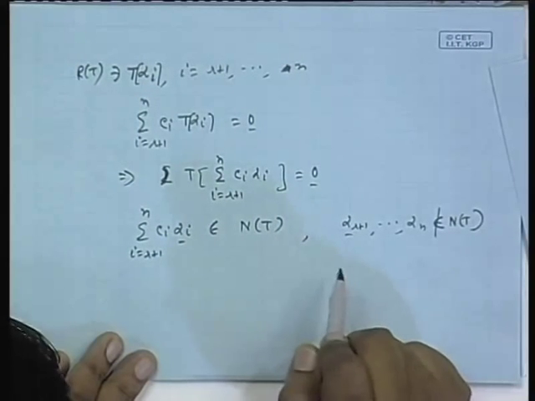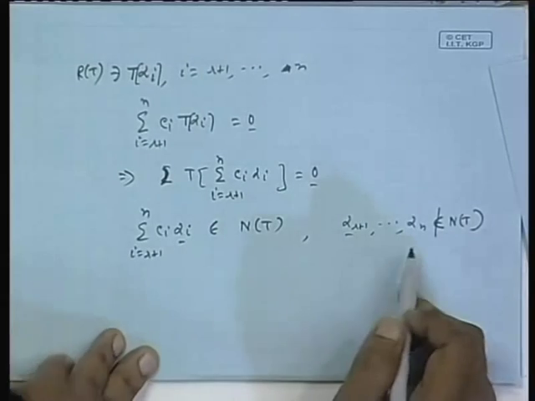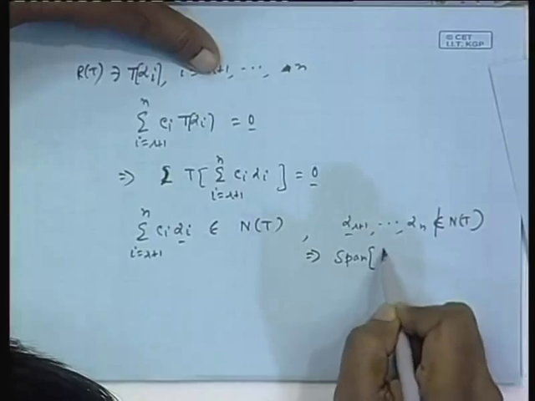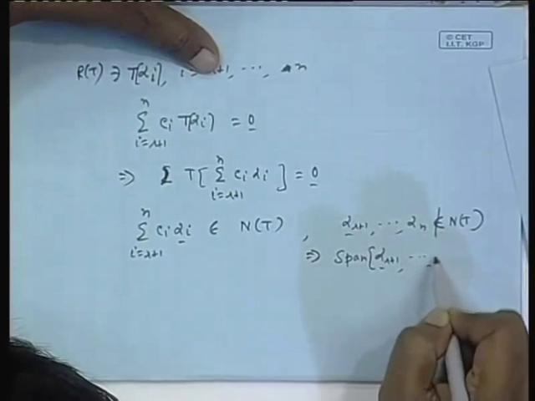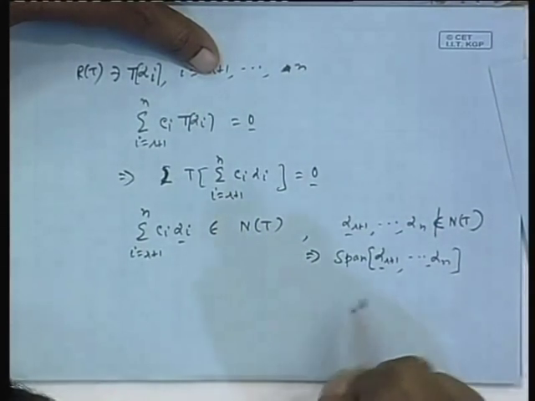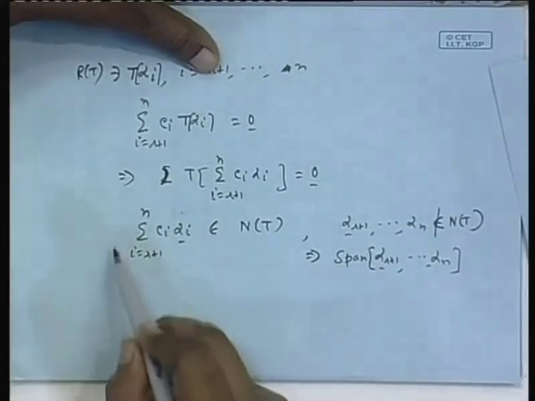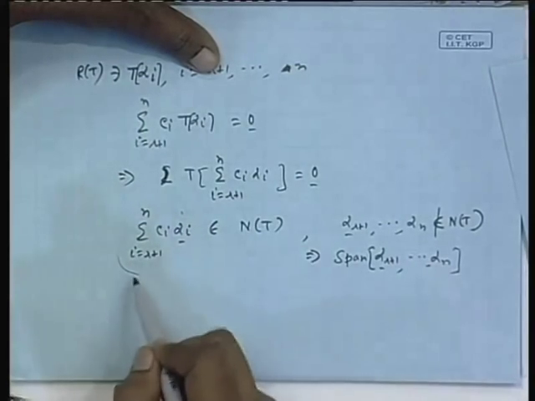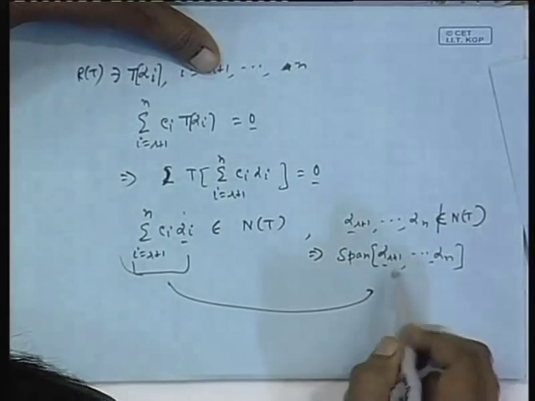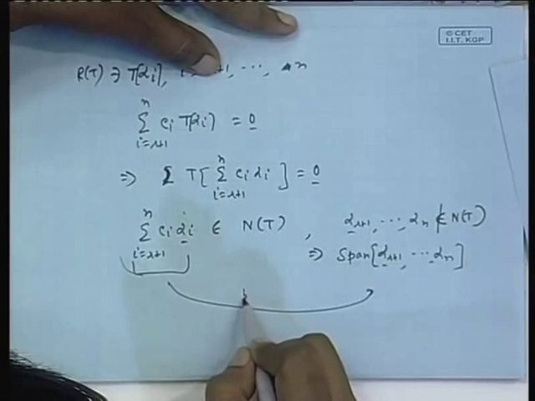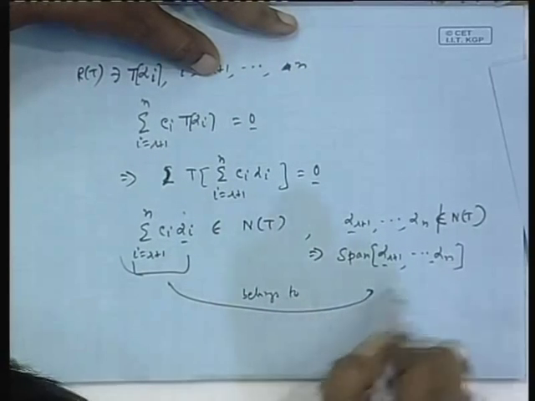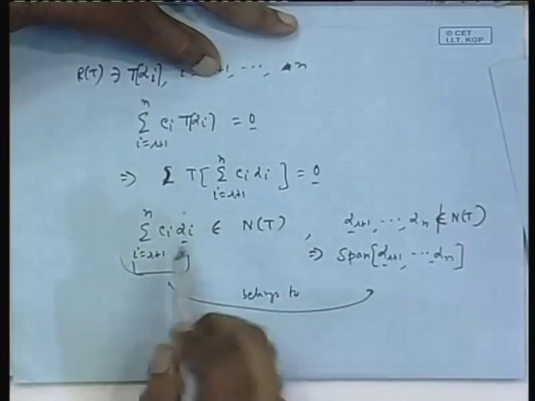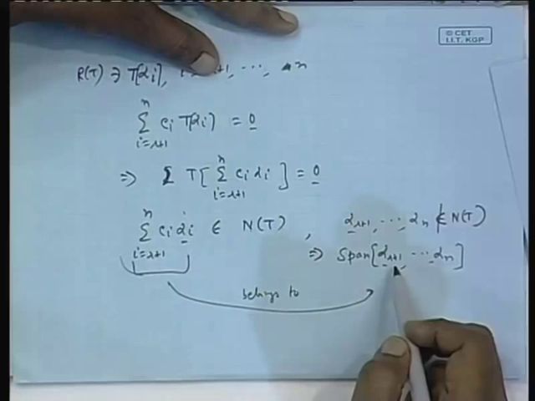So, if you consider the span of only alpha r plus 1 to alpha n, this left hand side vector is a linear combination of alpha r plus 1 to alpha n. So, that means this vector belongs to this span. But again, by this equation, this belongs to N(T). That means this belongs to the intersection of N(T) and the span of these.